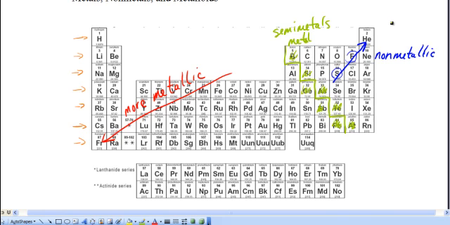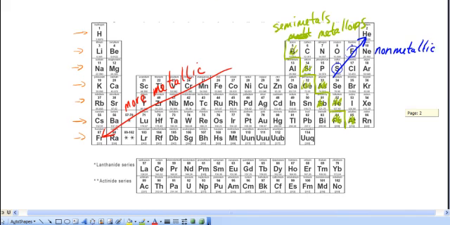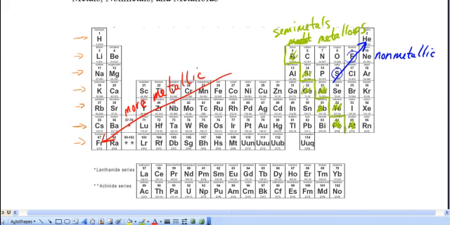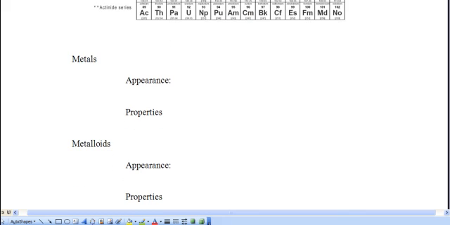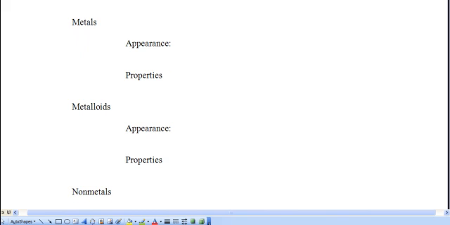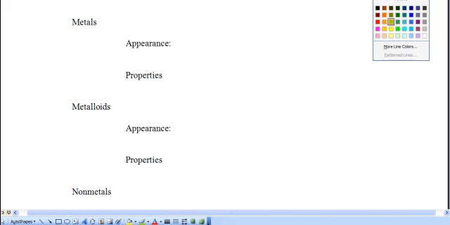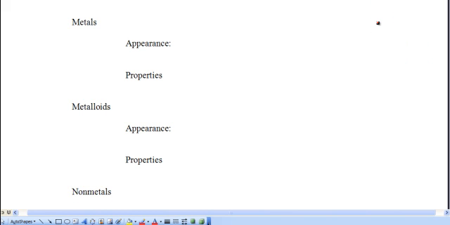There should be an A in there. M-E, here, I'll just write it separate. M-E-T-A-L-L-O-I-D-S. All right. So let's talk about what some of these properties are, and what makes metals metals, what makes nonmetals nonmetals. Okay. Sticking with our color scheme over there, we'll go back to red for our metals.